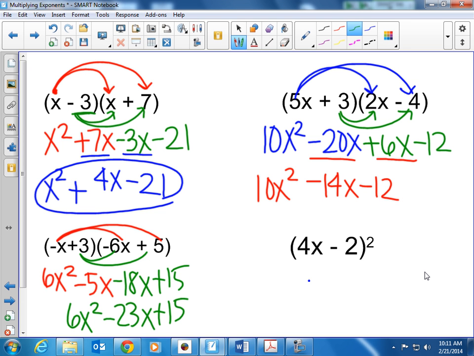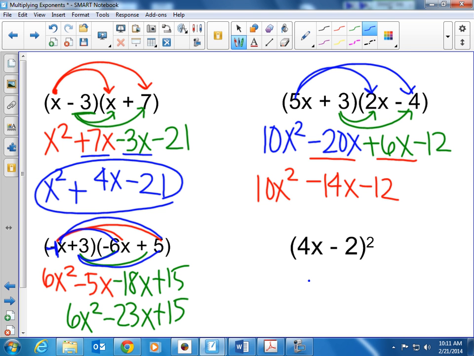Okay, let's see if this is what you got. I got 6x squared minus 23x plus 15. Remember, in front of this negative x is a negative 1. So you're distributing a negative 1x times negative 6x, which gave me positive 6x squared. Negative 1x times 5 gave me a negative 5x. 3 times negative 6x gave me a negative 18x. And 3 times 5 gave me 15. Then I combined my like terms and simplified.